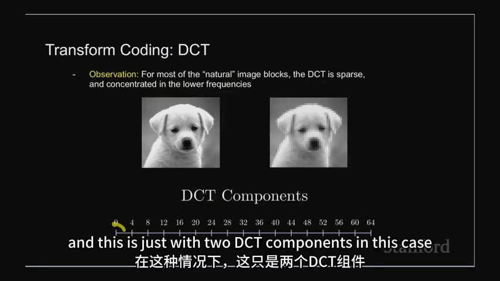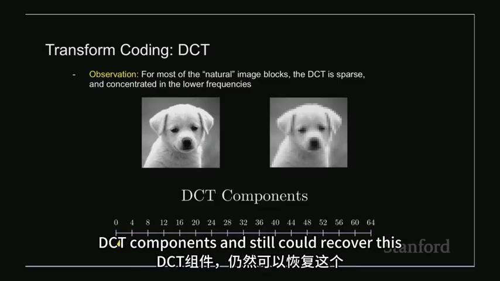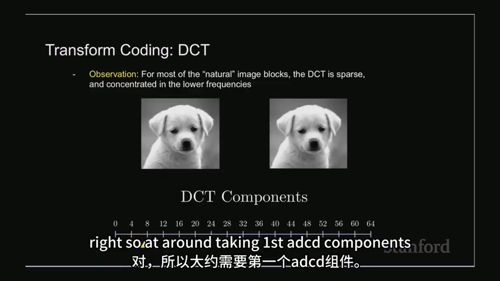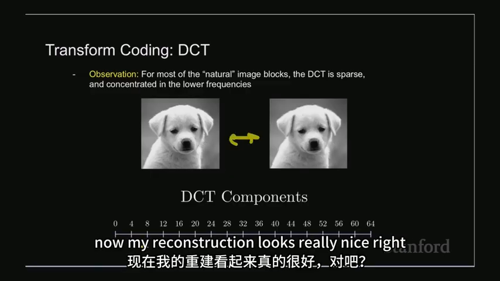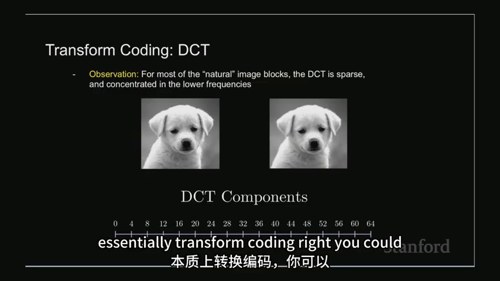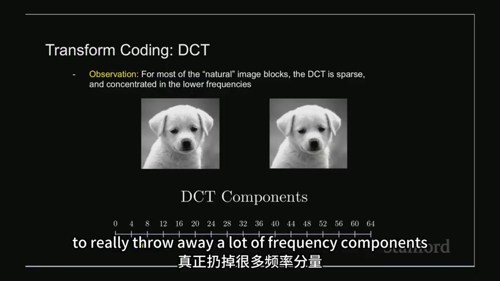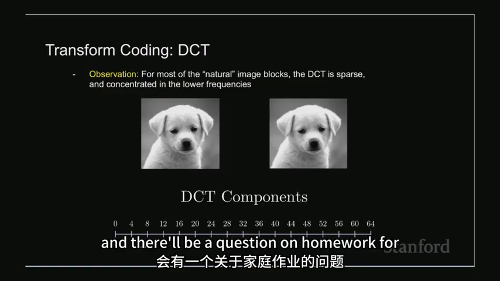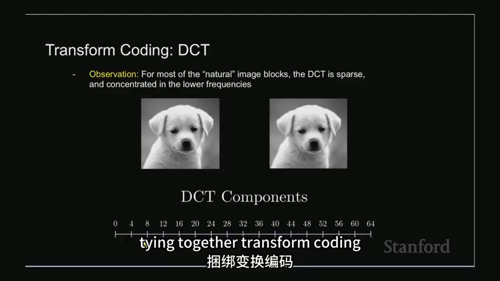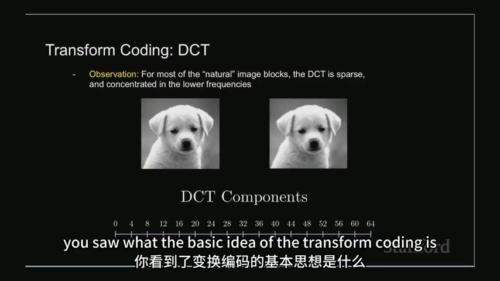And this is with just 2 DCT components in this case. So we zeroed out 62 DCT components and still could recover this. Maybe I can add more, right? At around the first 8 DCT components, now my reconstruction looks really nice, right? And this is the power of transform coding. You could transform, which decorrelated and did your energy compaction, and that allowed you to really throw away a lot of frequency components. There will be a question on the homework for you to play with these things for image compression, tying together transform coding, so it will be fun. But the basic idea is what you saw, the basic idea of transform coding.